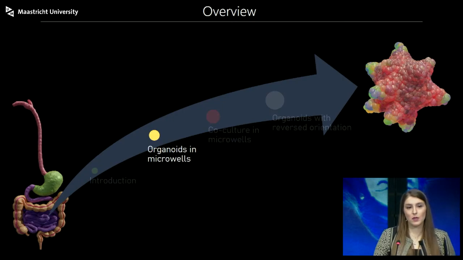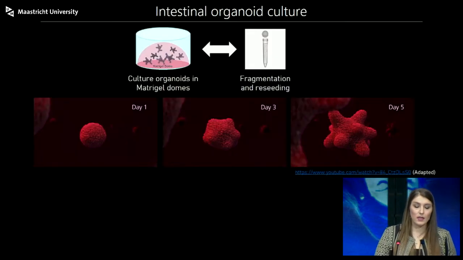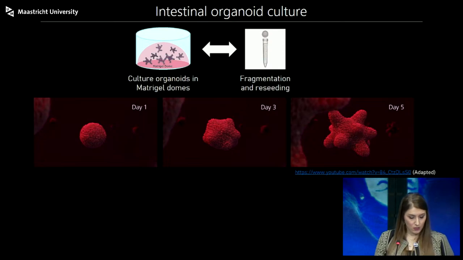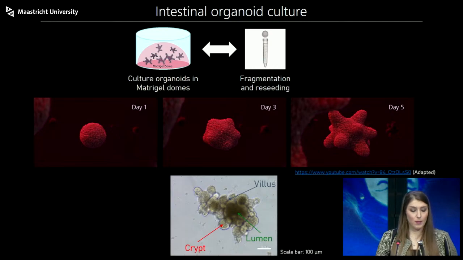The first model we described in this thesis was a microwell-based organoid model. Intestinal organoids are usually cultured surrounded by a viscous gel known as Matrigel. And in order to expand them, every 5 to 7 days, we break them in fragments and place them back in Matrigel. Here you can see how, starting from a fragment on day one, after 5 days of proliferation and differentiation, we end up in the mature architecture, which is composed of crypt-villus structures that surround a central lumen where dead cells and other debris are accumulating.